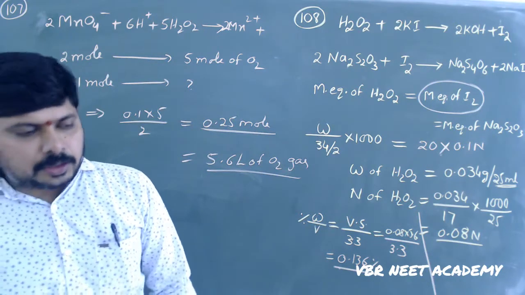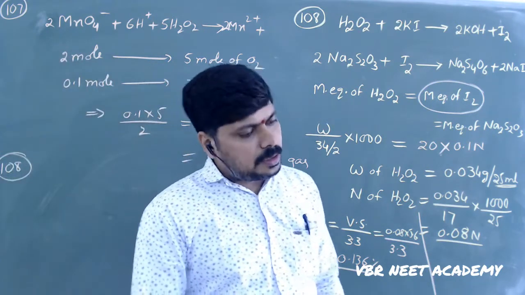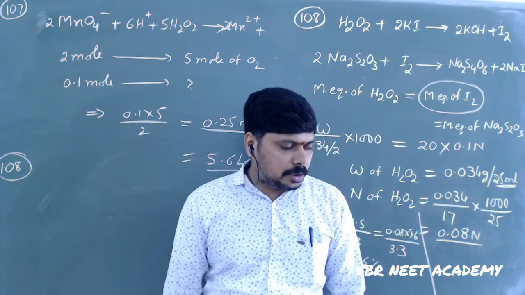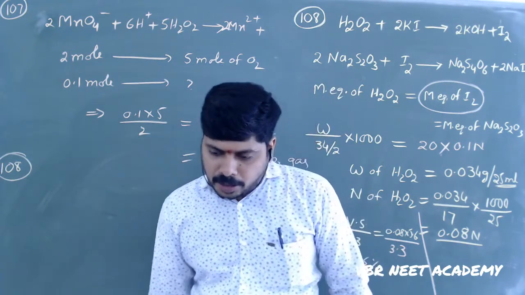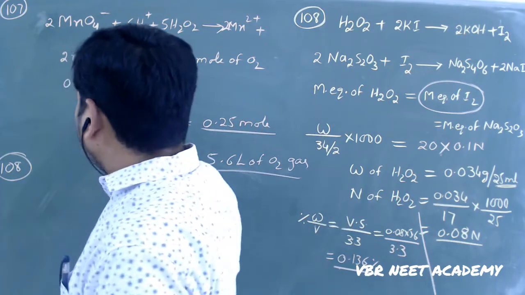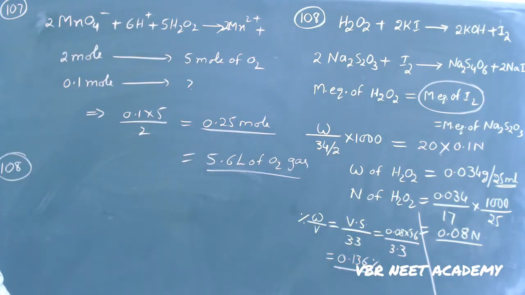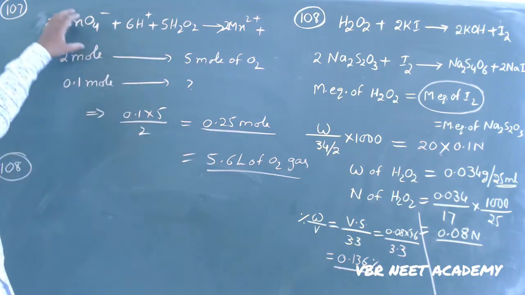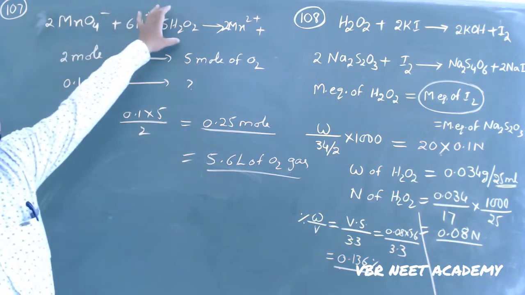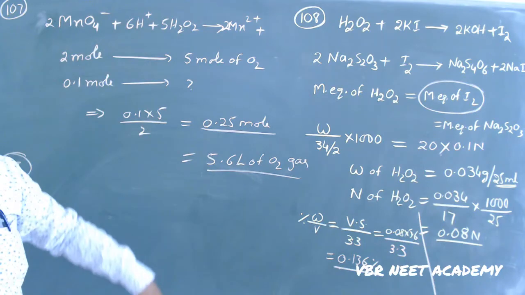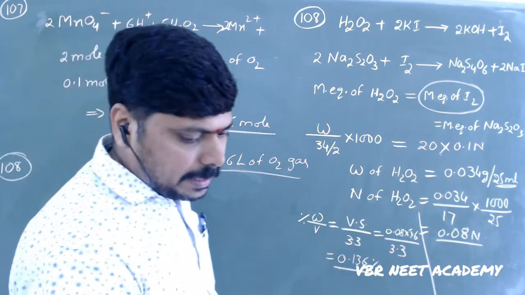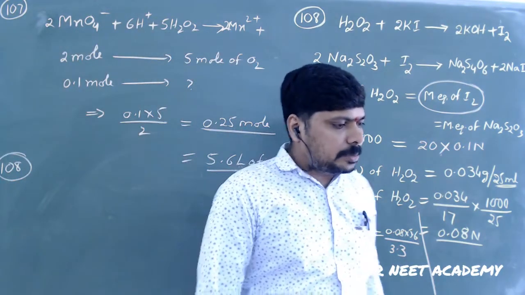If you have any other doubts, you can ask me through personal WhatsApp. These are the volume strength questions. One more is given, and it is the same thing as this one, only with acidified dichromate replaced by permanganate. You get the milli equivalents of permanganate equal to the milli equivalents of H2O2, and based on that, the next question is the same as what we just calculated.